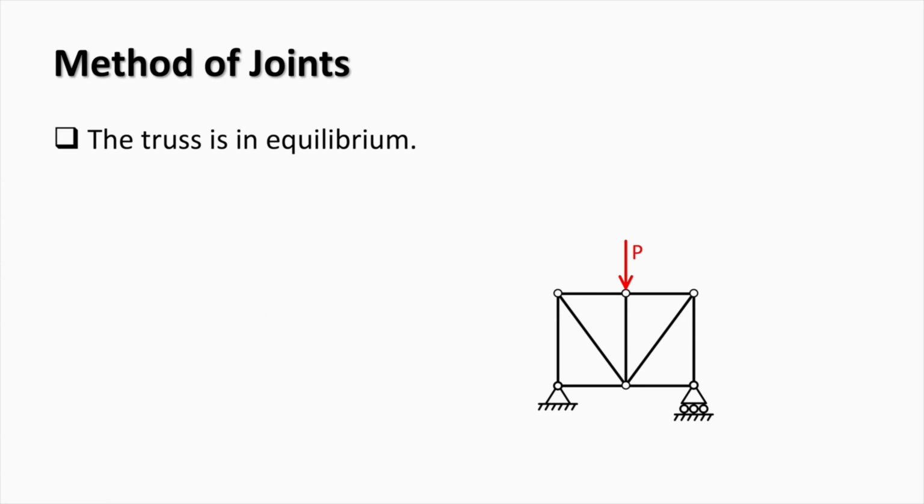Now let's consider a symmetric truss loaded by a single concentrated force in the middle. This truss is made of triangular cells and therefore is stable and in equilibrium. Since the truss is in equilibrium, any part of the truss is also in equilibrium. That is, it doesn't move, therefore all the joints are in equilibrium.